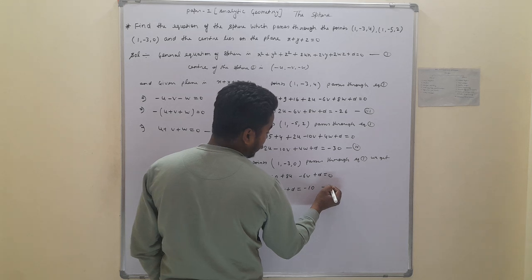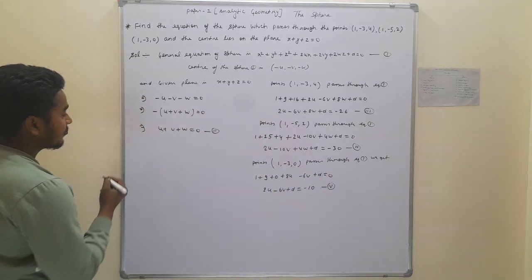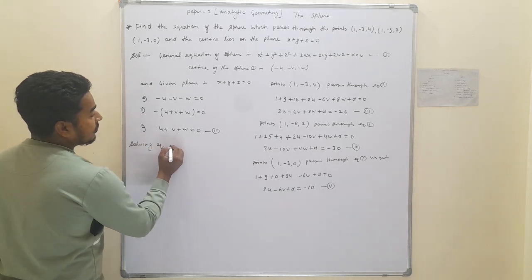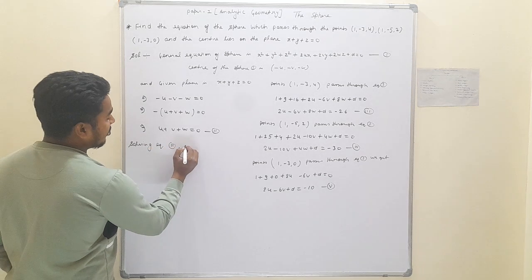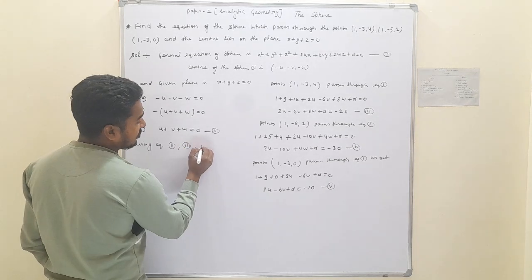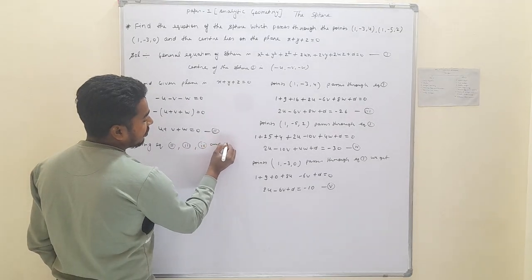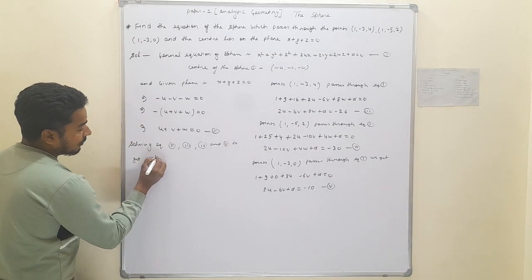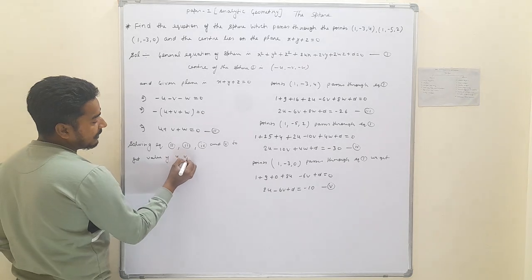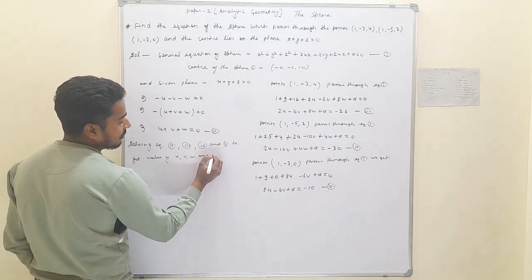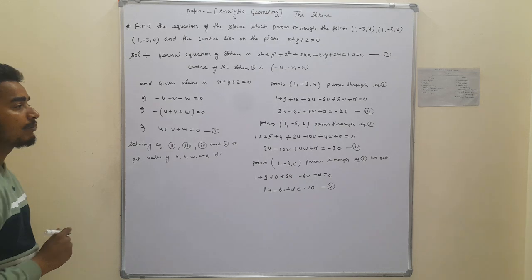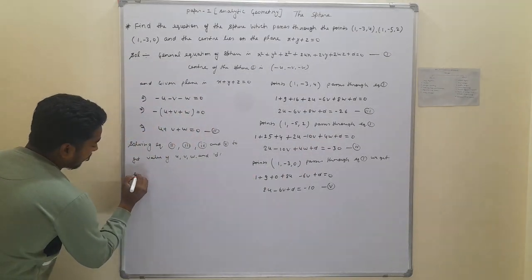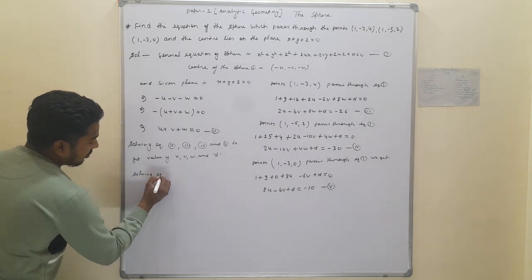This is equation 5. We have to solve equations 2, 3, 4 and 5 to get the values of u, v, w and d. First, we solve equations 3 and 4.